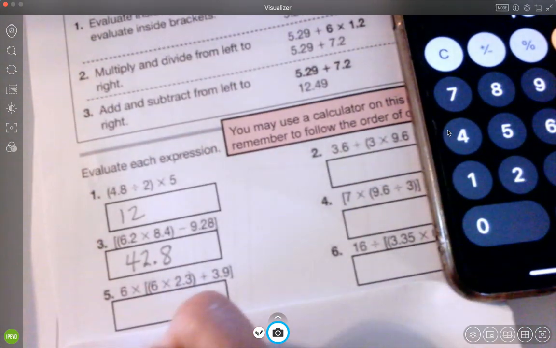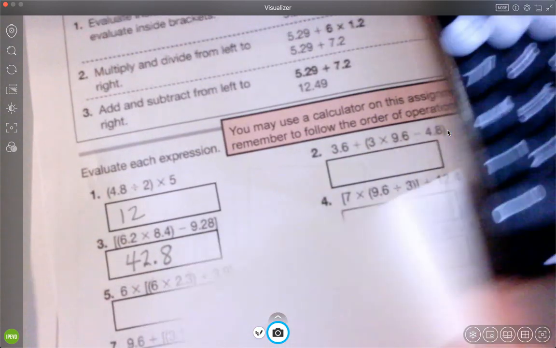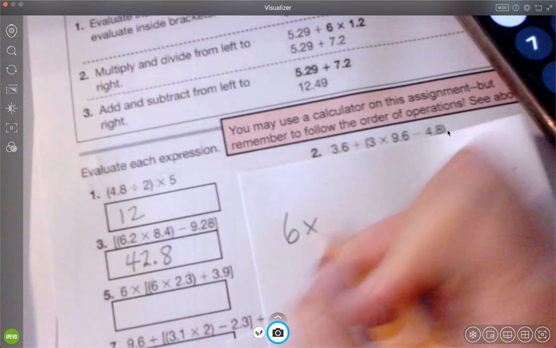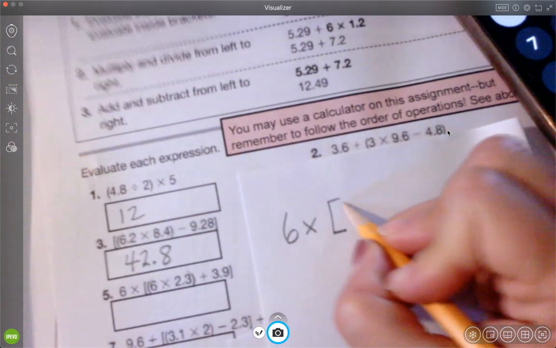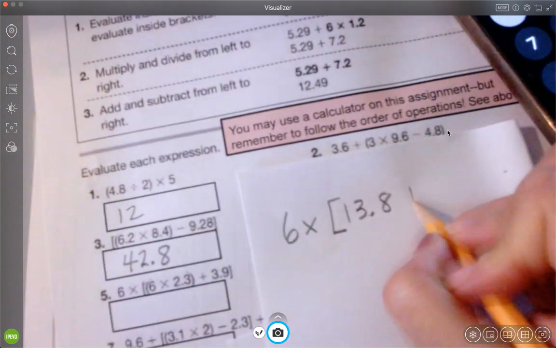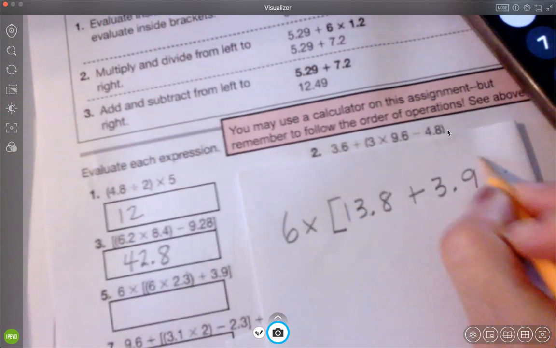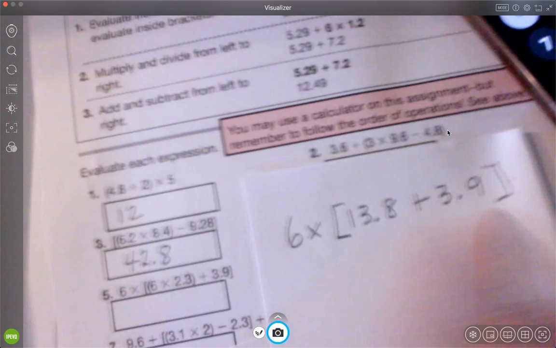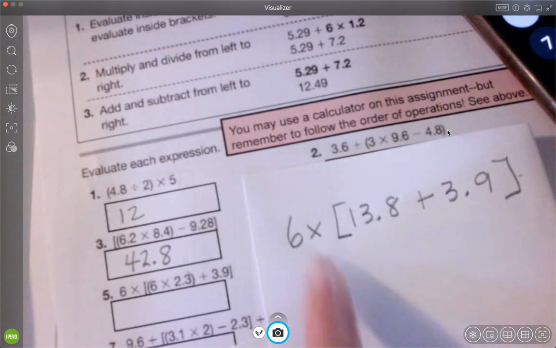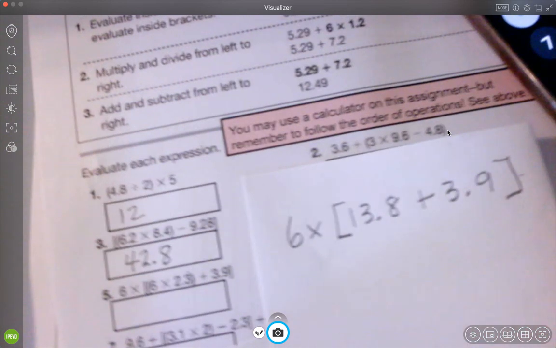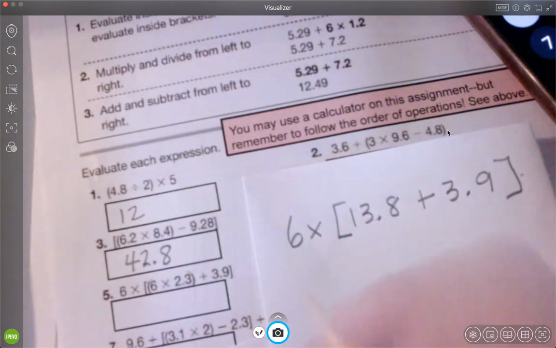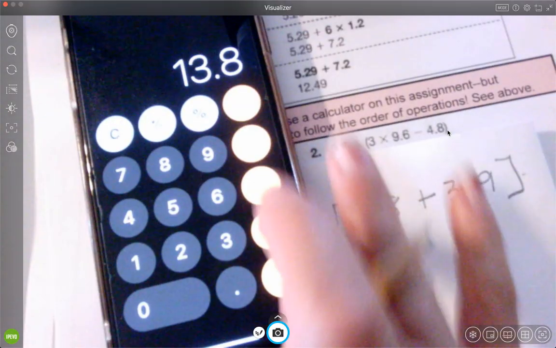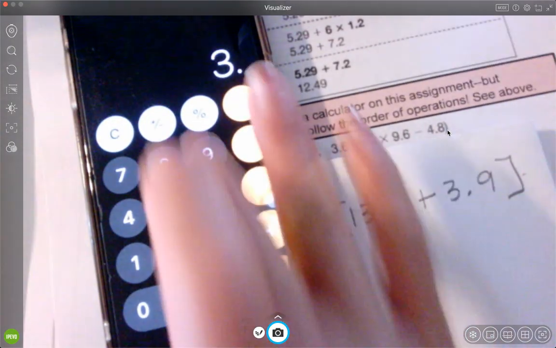So now I'm going to rewrite the whole equation out so that I just have that part left, right? So I've got 6 times, and then I have in brackets still 13.8 plus 3.9. Now, it's important that I left those brackets there because I need to do what's inside the brackets before I multiply, because the brackets are like parentheses. Okay, so now I'm going to go ahead and do 13.8 plus 3.9, and you probably could do that without a calculator, but we'll do it right now.